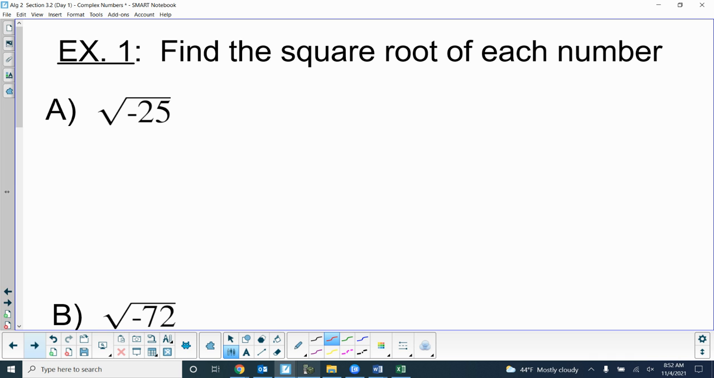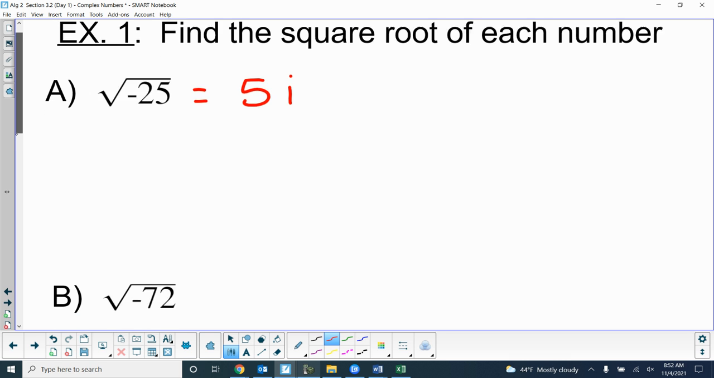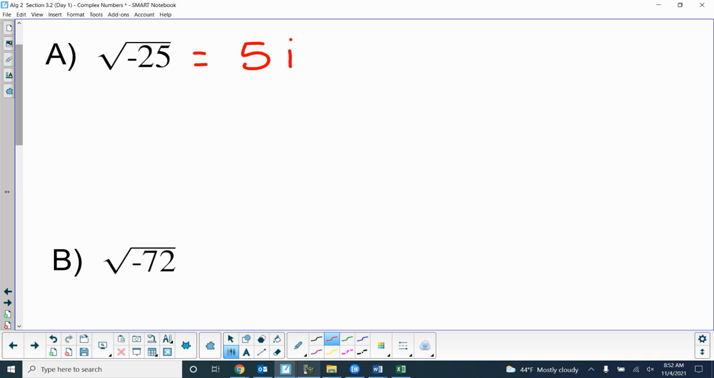All right? So 25 is what type of number? Perfect square, right? So what's the square root of 25, Mason? 5. Since it's negative, we're going to make it 5i. All right? Whenever you see that negative sign, i is part of your answer. Okay? We good with that one?